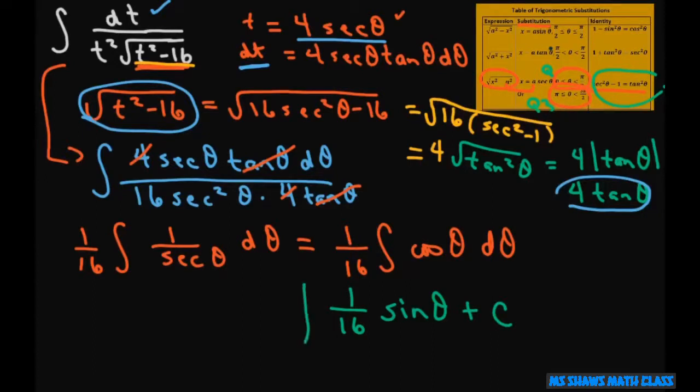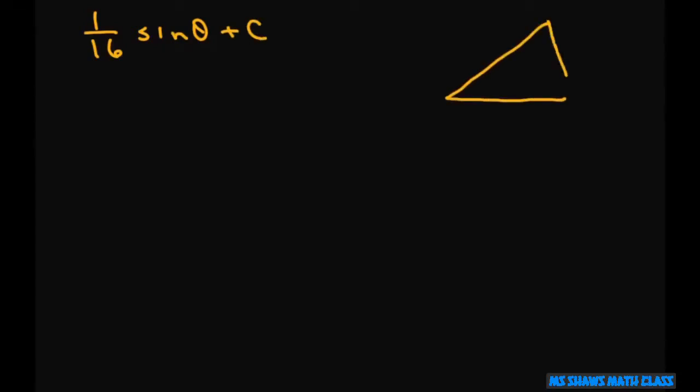The problem is we started with x, and we're ending with theta. So what we want to do is, okay, let me write it again. We have 1/16 sine of theta plus c. You draw a right triangle, and we let x, or t, we let t equal 4 secant of theta. That means secant of theta equals t divided by 4.